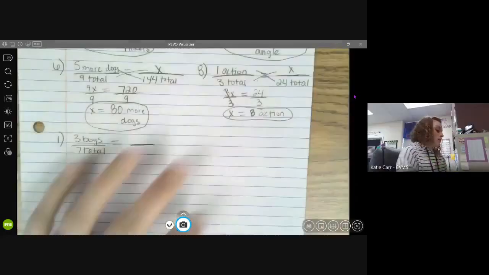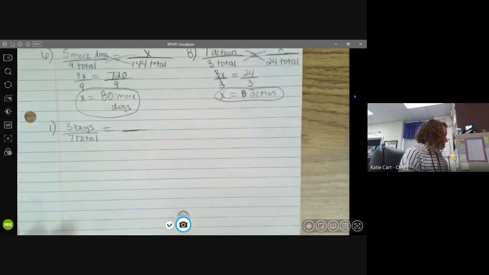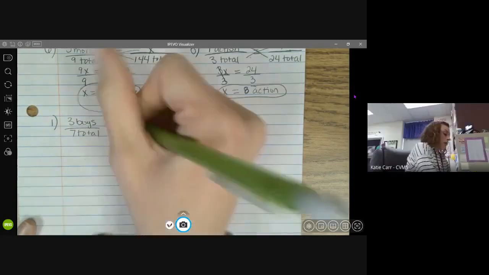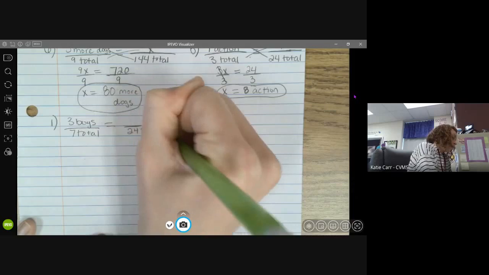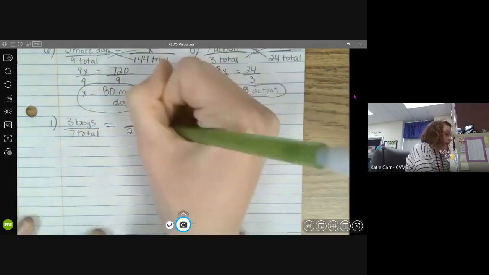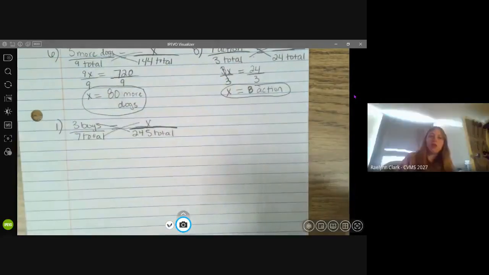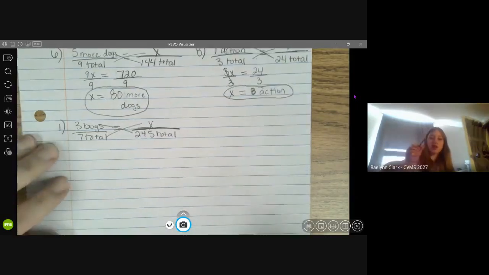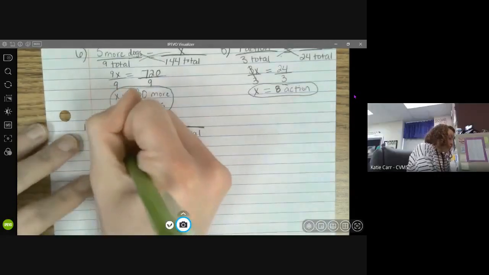245. Right, and that said total, so I'm matching them up. Where do they go? I believe it goes on the bottom. Right, because there's my other total. So 245 total. And then where do I put my X? On the top. Right, because I don't know that. And then what's my first step I've got to do? So you're gonna do 7x. Right, I'm gonna cross multiply.